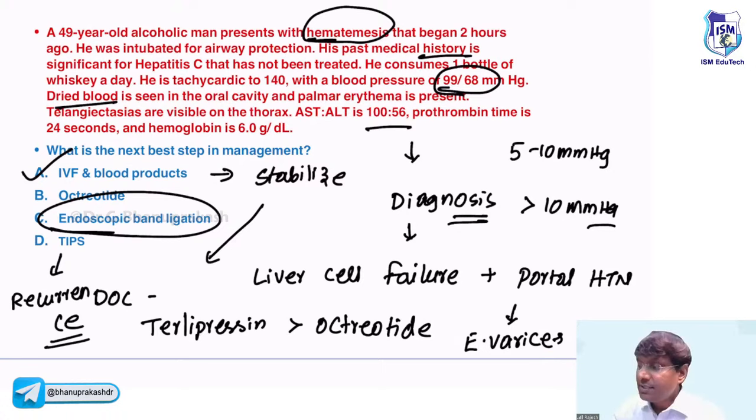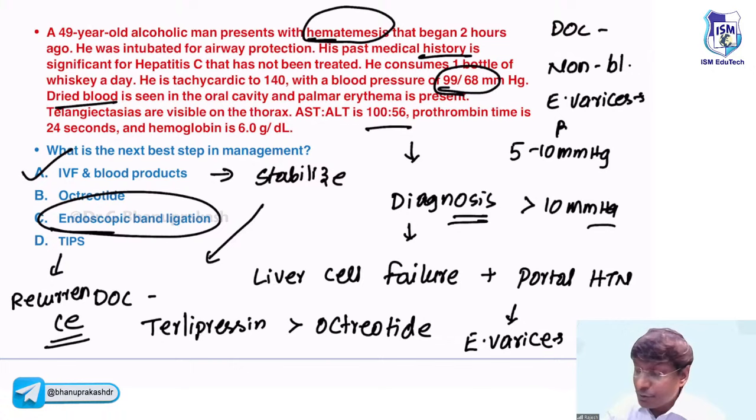And what is the drug of choice for non-bleeding esophageal varices? Anyone of you? For non-bleeding esophageal varices, the drug of choice will be propranolol, that is a non-selective beta blocker. And what is the advantage of propranolol? Propranolol will reduce the portal pressure. All right. So this is about portal hypertension causing esophageal varices.